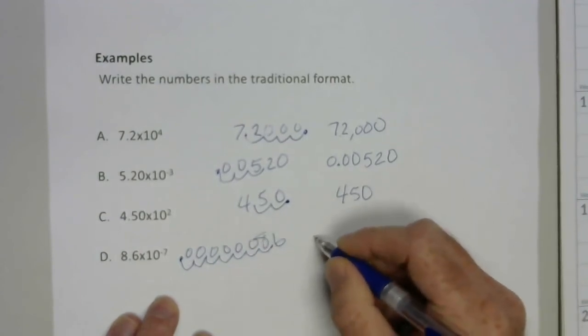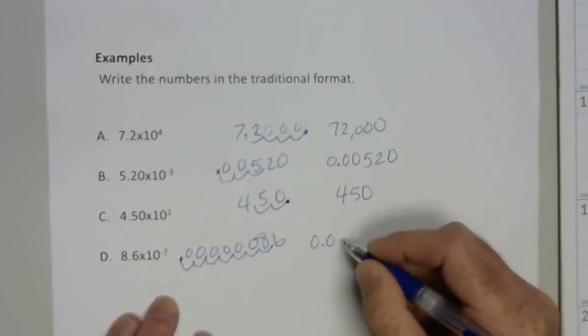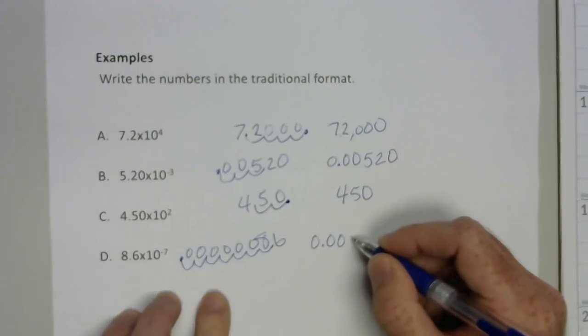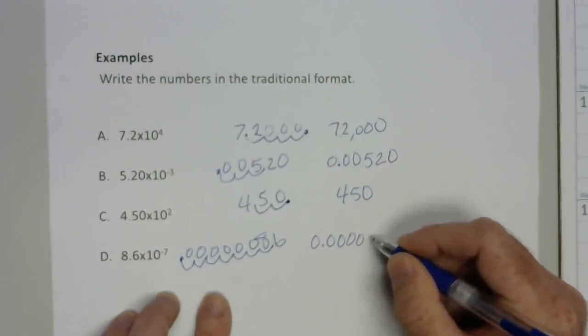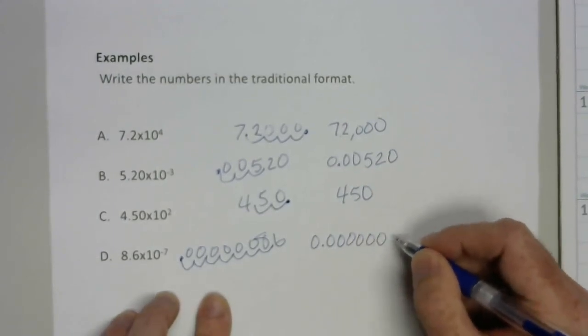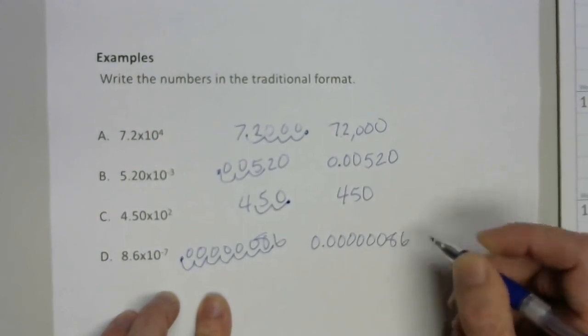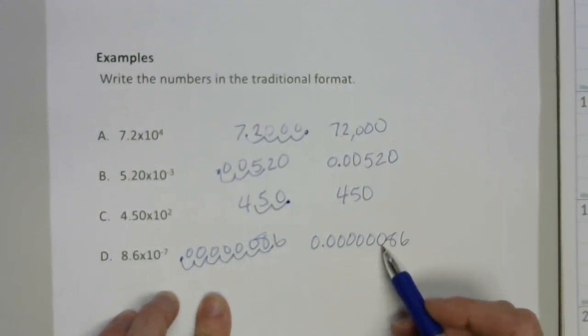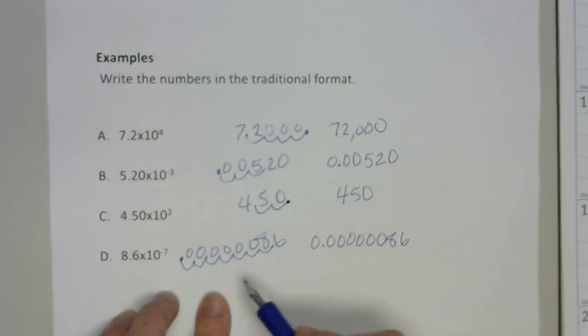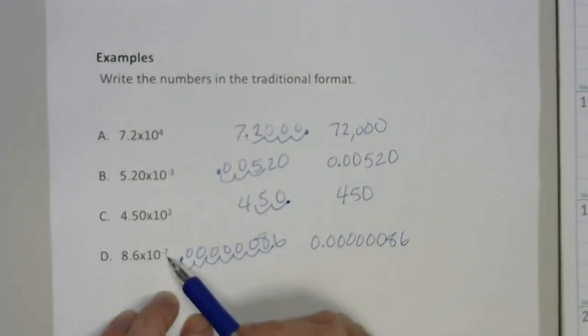So what that's going to be is 0.00000086. Again, notice I've got 6 zeros between the decimal and the 8, which is one less than the number of decimal places I'm moving. So that's a good way to keep up with it.